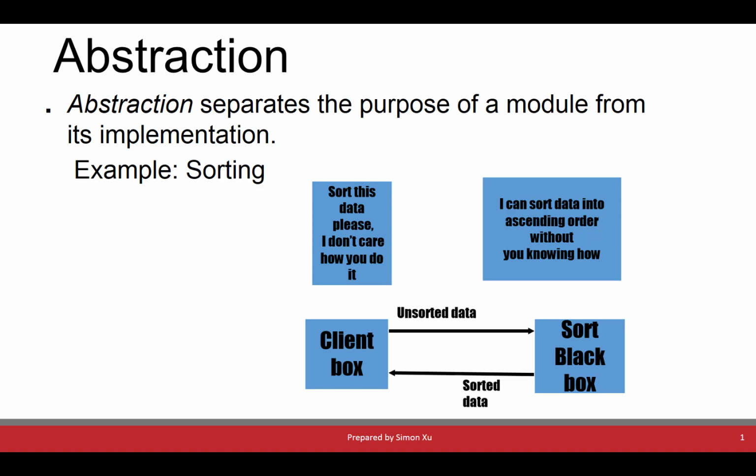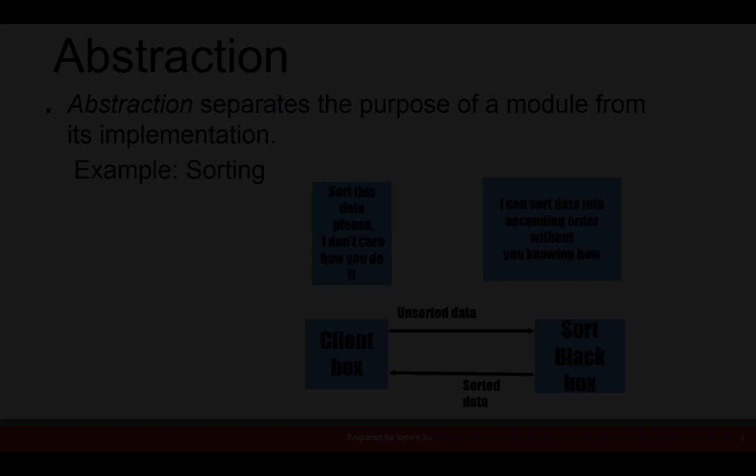There are procedural abstraction and data abstraction. Procedural abstraction means I will tell you what my method does, but not how it does it. Data abstraction means that I will tell you what the data is, but not how it is represented.